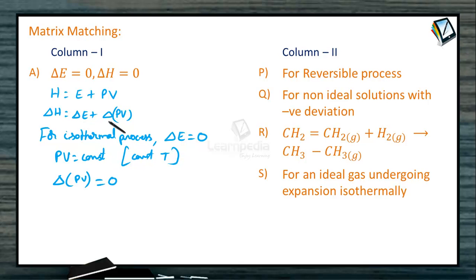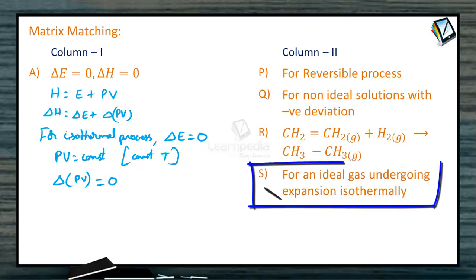Delta E is 0 and delta PV is also 0. Definitely delta H is also equal to 0. So that is the reason for this A, the correct matching is S. That is for an ideal gas undergoing expansion isothermally.